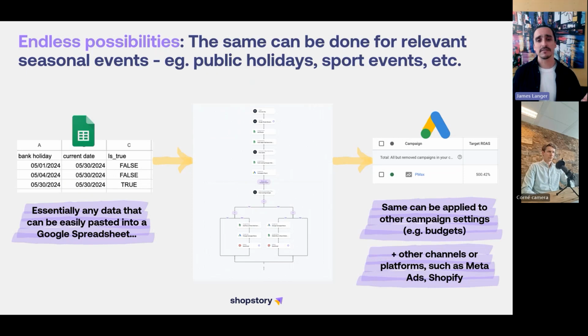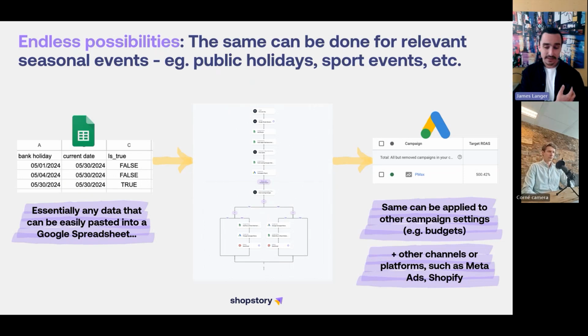The same can be done for relevant seasonal events like public holidays, sports events. If you see that on a bank holiday, you have higher spending or lower spending, whatever it is, essentially any data that can be easily pasted into a Google spreadsheet, right? Or even automatically pasted, because there's also tons of ways to do that. Any of that can then be used to optimize your campaigns.